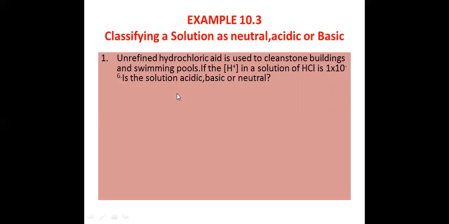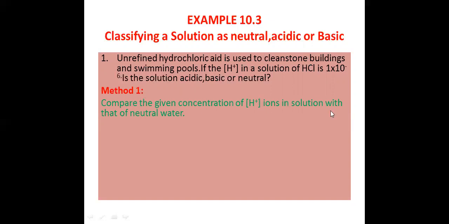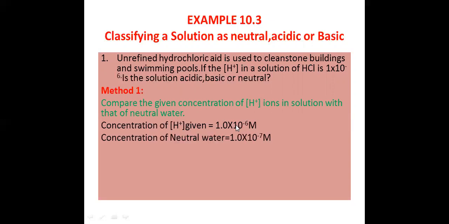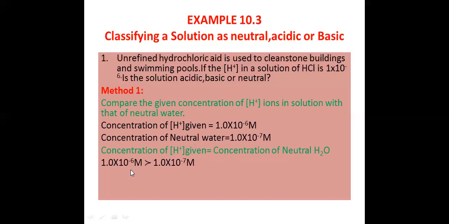So we will use two methods. The first method is to compare the given concentration of hydrogen ion in solution with that of neutral water. The given hydrogen ion concentration is 1 into 10 raised to the power minus 6, and the concentration of hydrogen ion in neutral water is 1 into 10 raised to the power minus 7 molar. By comparing the two values, you can see 1 into 10 raised to the power minus 6 molar and 1 into 10 raised to the power minus 7 molar.